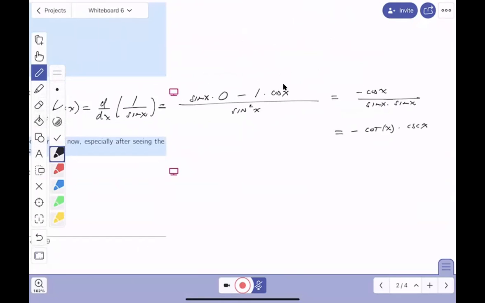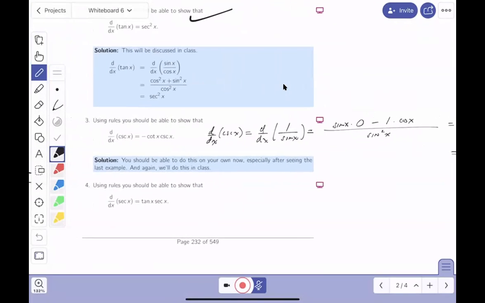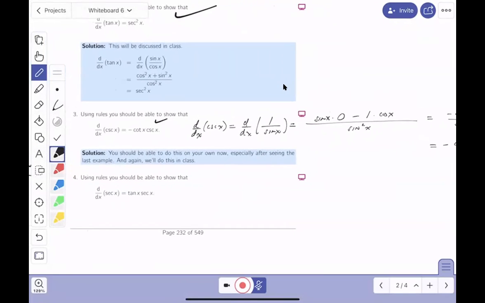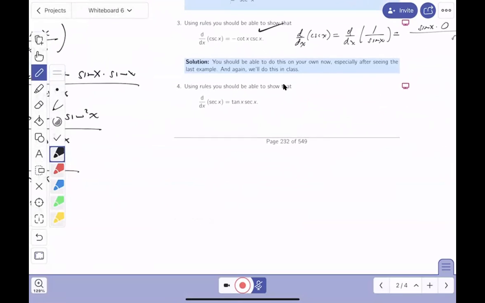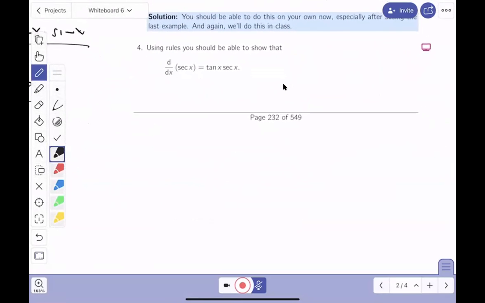Is that what they said it was? Let's go back over here. And they did. They said minus cotangent times cosecant. I got that one done. Right now, someone says, I want to memorize that. We don't mind you memorizing anything, by the way. Be my guest.